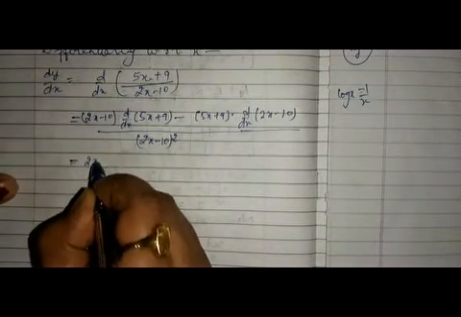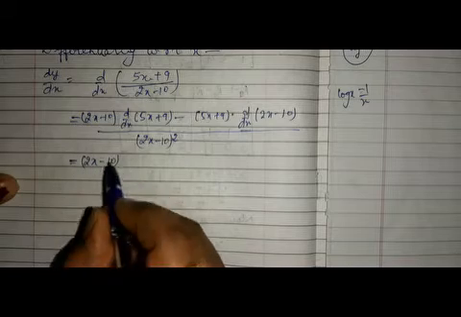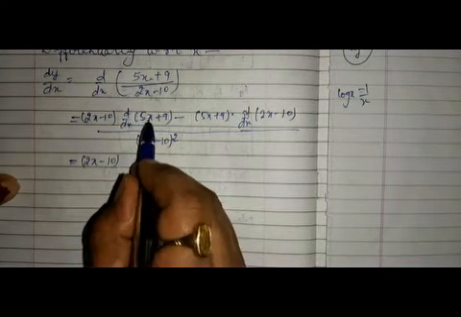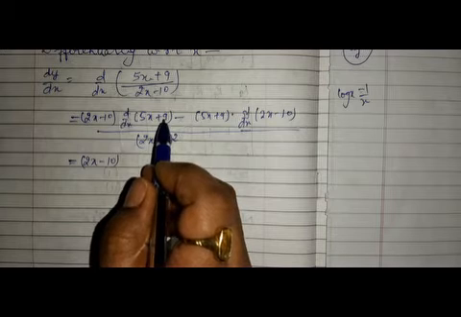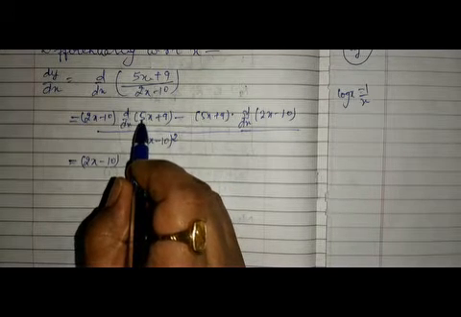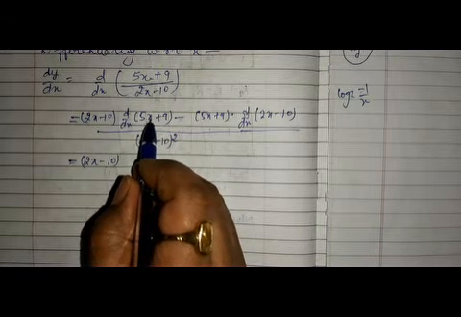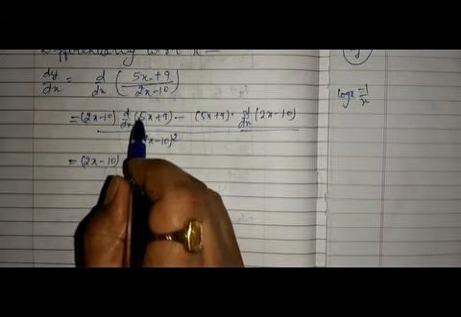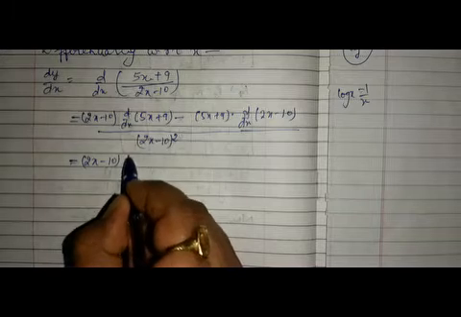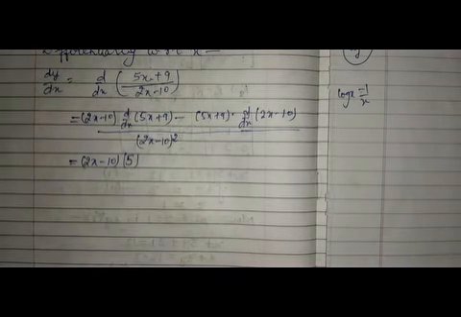Now there is no change in this term. Now find the derivative of 5x plus 9. Since 9 is constant, its derivative is 0, but it is given 5x. Here x is given, so the derivative of x is 1. So 5 into 1, we get 5. Okay, is it clear?